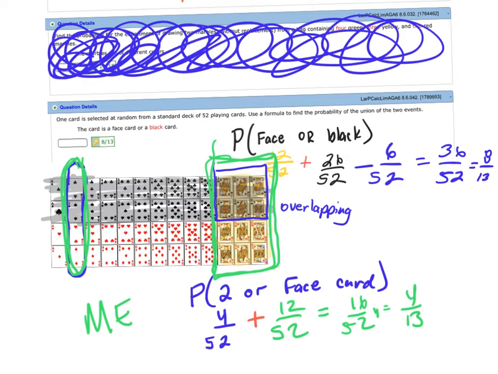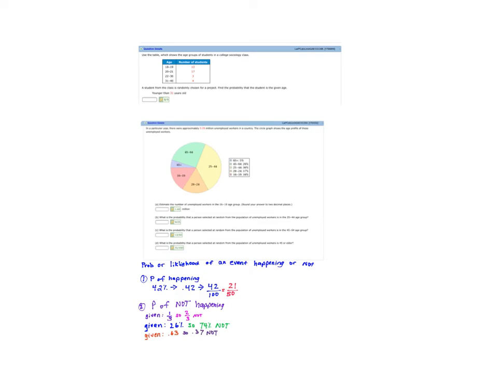I'm sorry, but I love this. This is funny to me. 3 cards. Whoa.